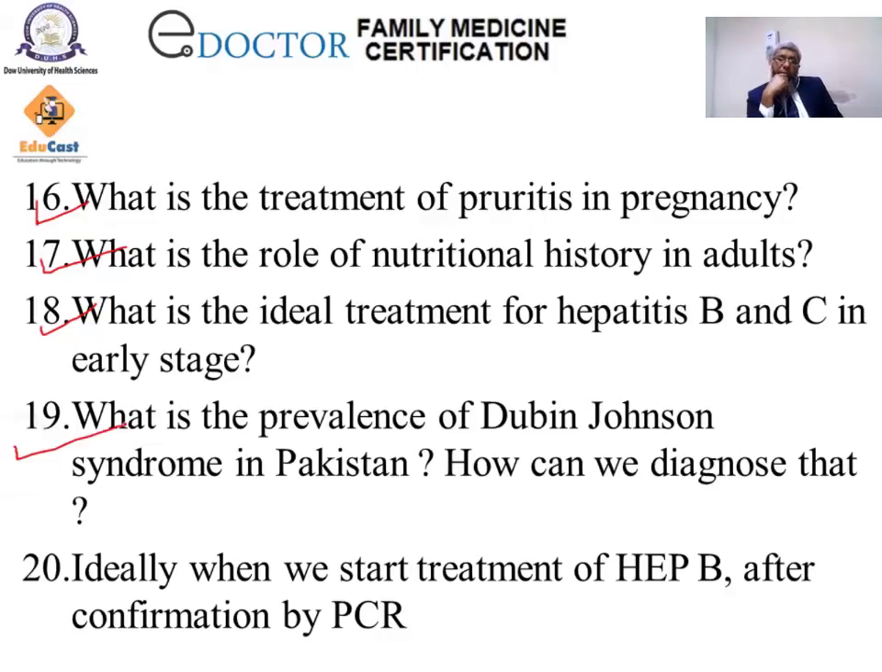What is the prevalence of Dubin-Johnson syndrome and how can we diagnose it? Again, this is very rarely seen, and the diagnosis is based on genetic testing. Most of the time, this is not available in Pakistan. Again, not covering the topic, but ideally, when we start treatment of hepatitis B after confirmation of PCR, that is going to be covered in the hepatitis B topic.